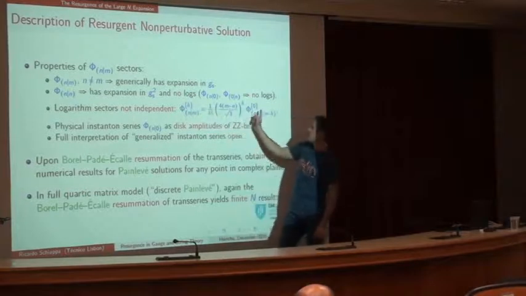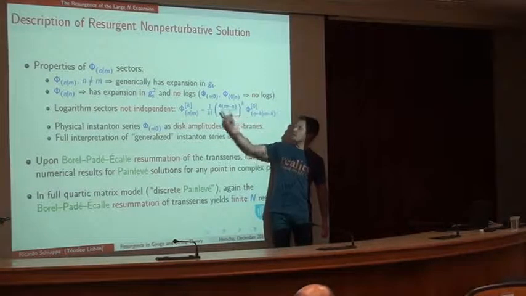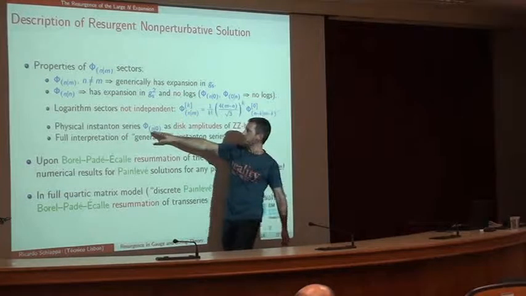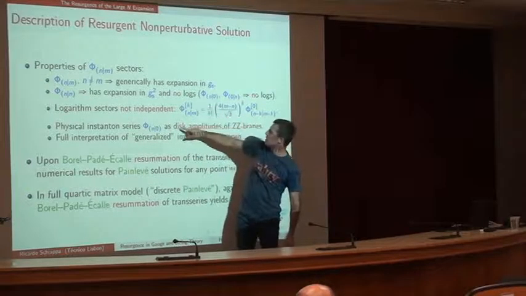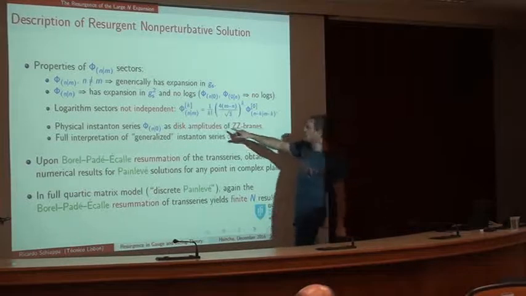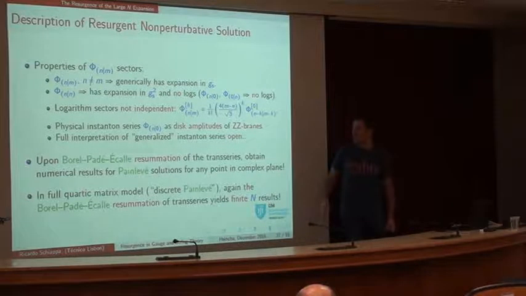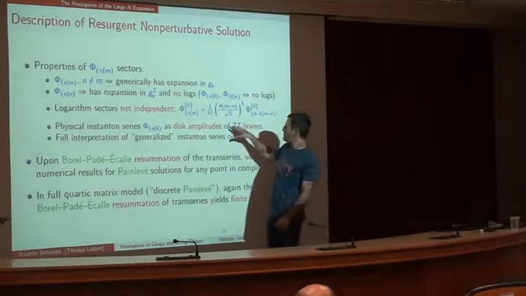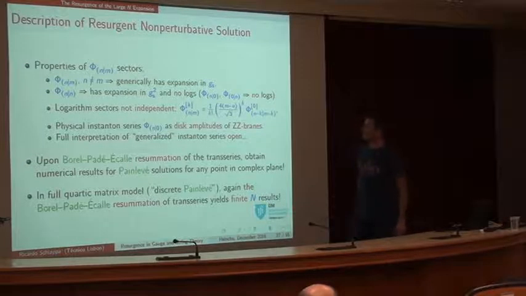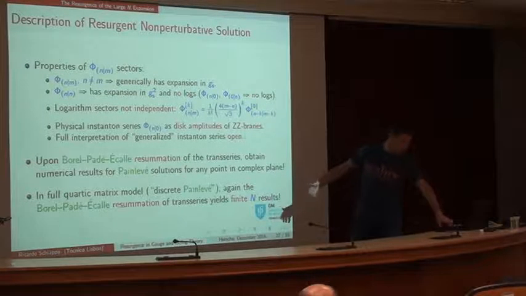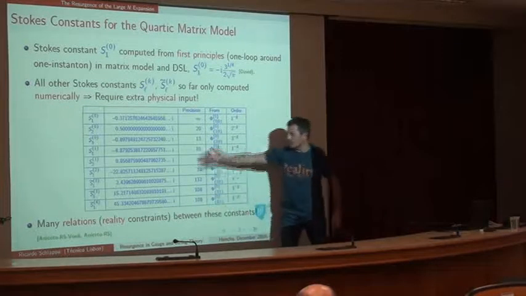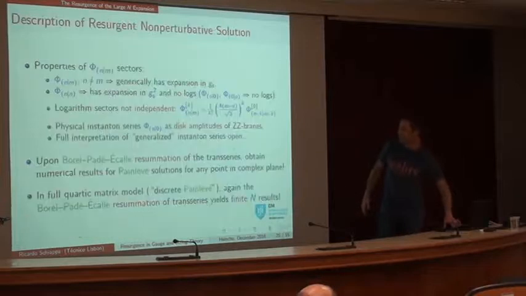The log sectors are not independent. They all iterate in a simple fashion up to the first. Now the physical instanton series, these n/zeros, you can compute them, and that's the reason why this Stokes constant is computable, as amplitudes of ZZ branes in this background. But we do not have a similar brane interpretation for the generalized instanton series, so that problem is still open. Such a physical interpretation should be what allows us to compute all these numbers as amplitudes in some string theory.